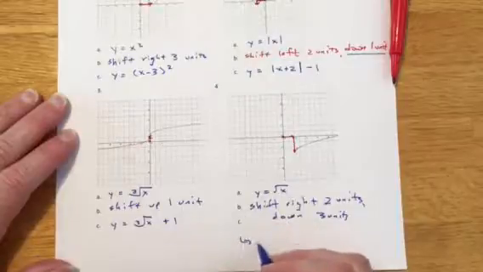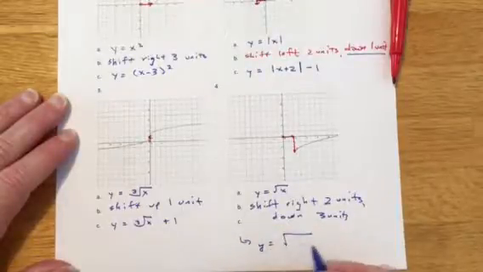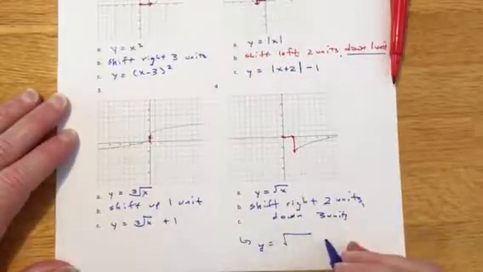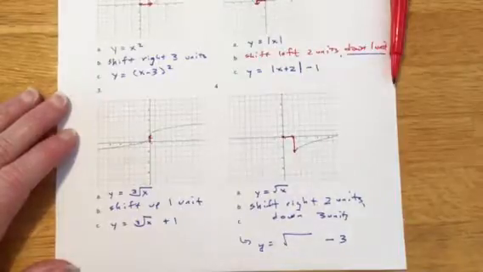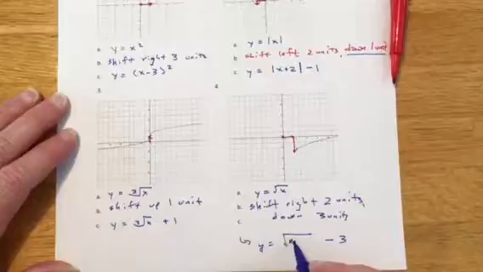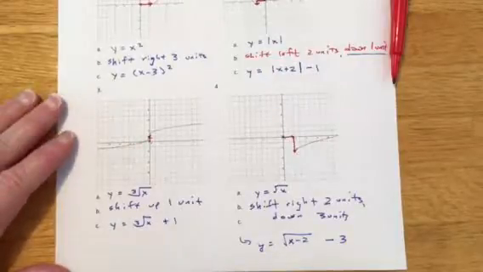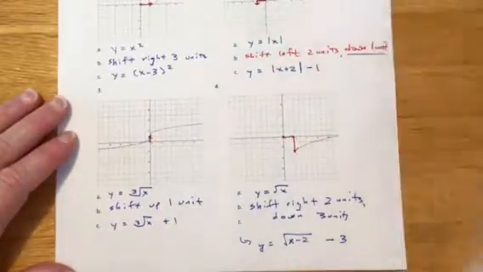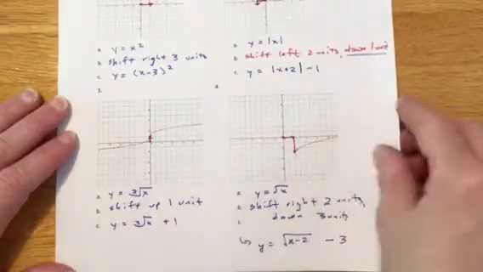So again, for our function, when we write it, we have to do something inside the square root, and then the down 3 comes outside the root. Again, right means you're going to have to subtract. So that's x minus 2.